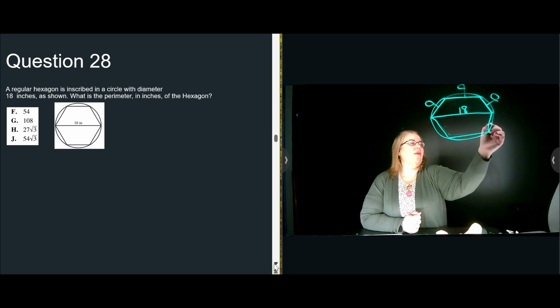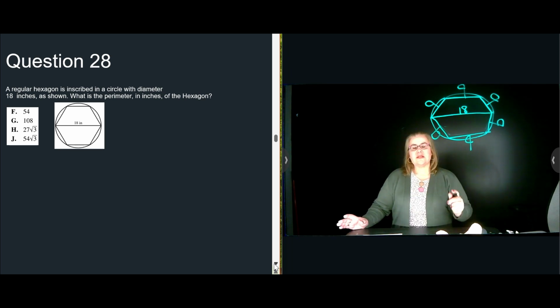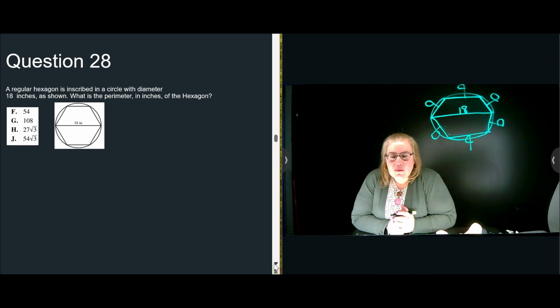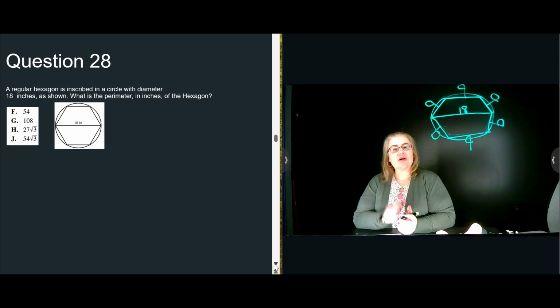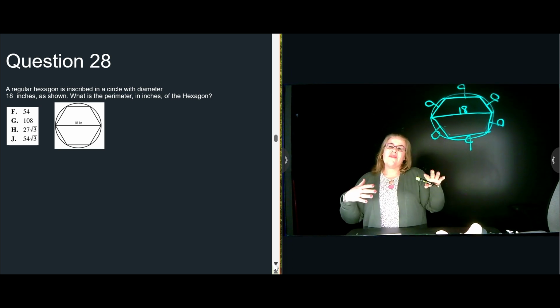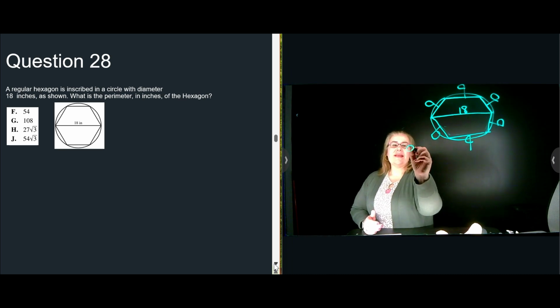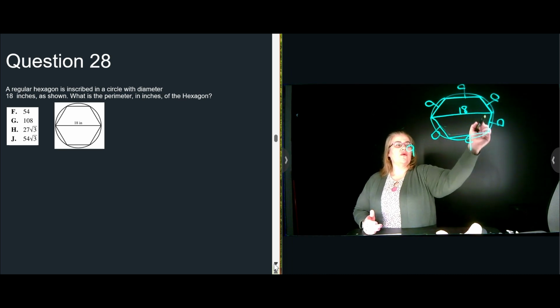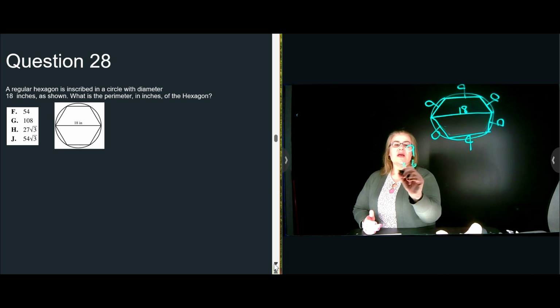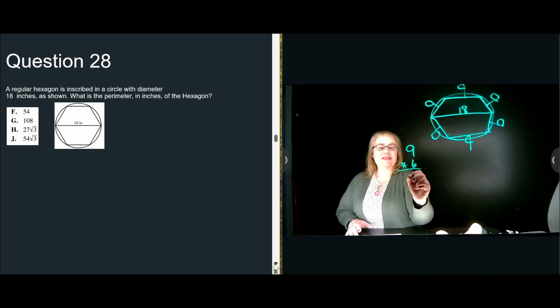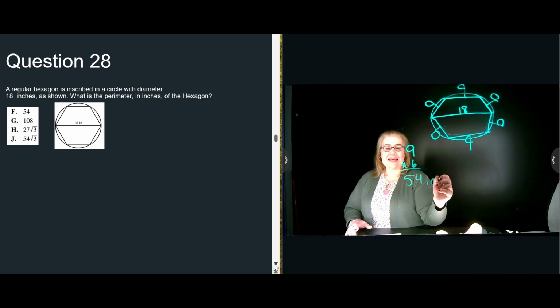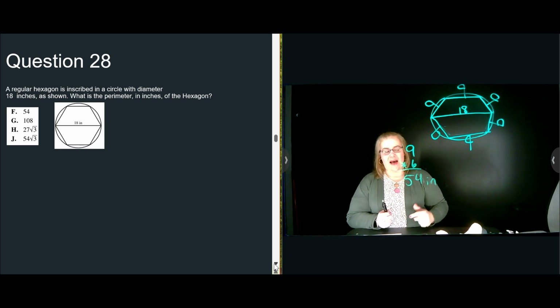And I'm going to draw it like this so we can see that they are 9. All right. So then it asks me for what? What's the perimeter in inches of this hexagon? So we know that we find a perimeter by adding all of my sides together. So I have 9, and I have 1, 2, 3, 4, 5, 6 sides. So obviously, what? 9 times 6 is 54. We're doing that in inches, so my answer is going to be F.